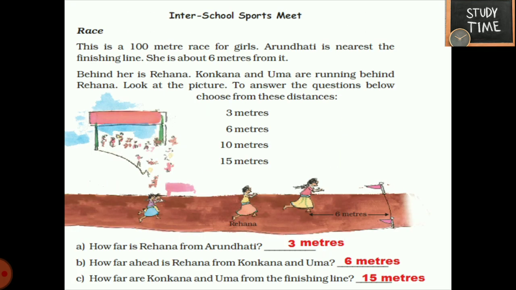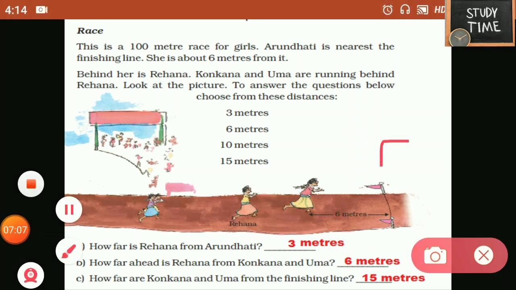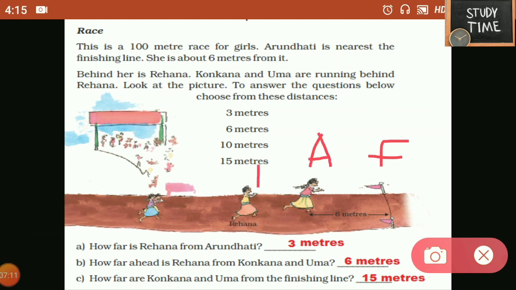Next, inter-school sports meet. Race. This is a 100-meter race for girls. Arundhati is nearest to the finishing line. She is about 6 meters from it. This is the finishing line. She is Arundhati. Behind her is Rehana. Konkana and Uma are running behind Rehana.